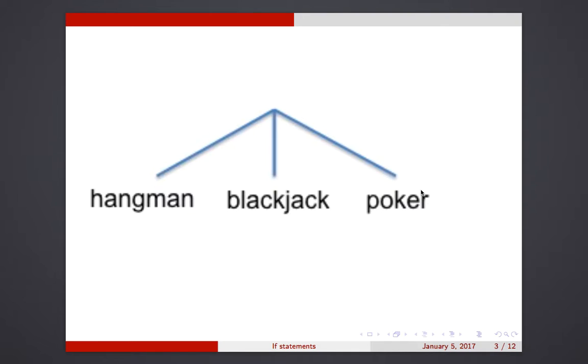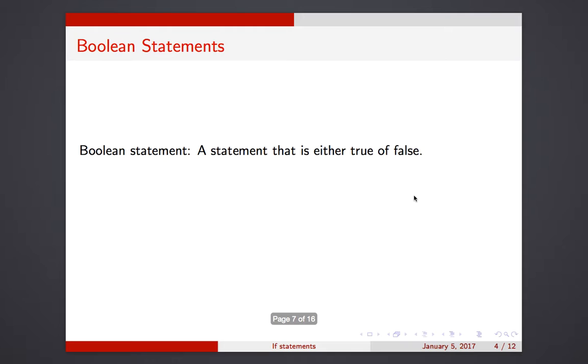The way that you get a computer to choose one of many possible options is with an if statement. Okay, so an if statement goes like this. If they say Hangman, go here. Otherwise, if they say Blackjack, go here. Otherwise, if they say Poker, go here. So today I'm going to teach you the syntax of that, and we'll work through several examples.